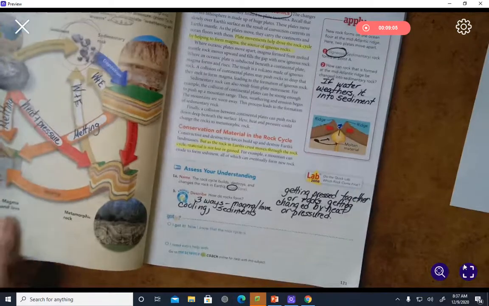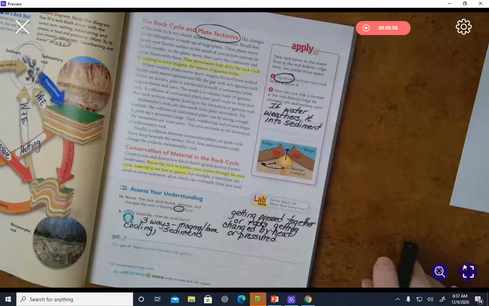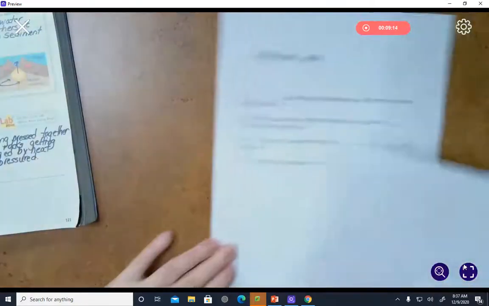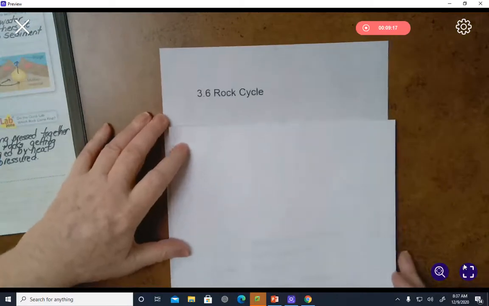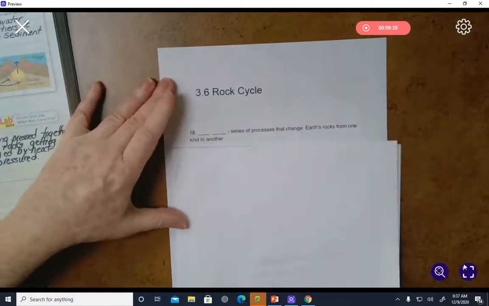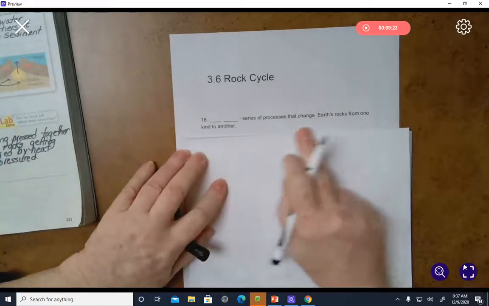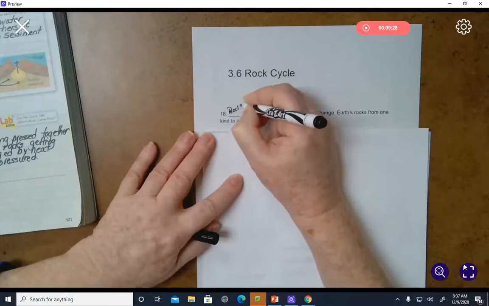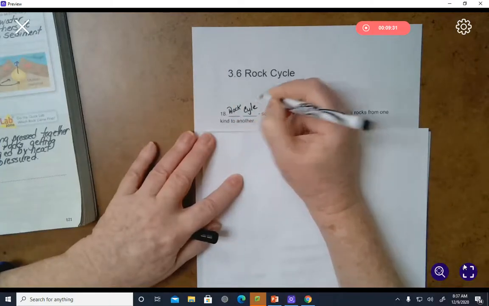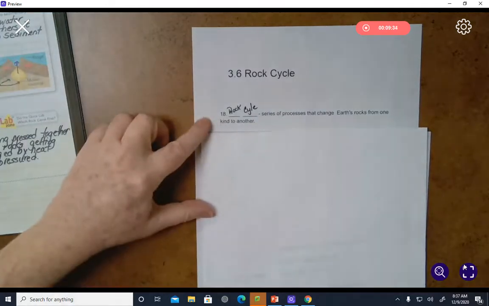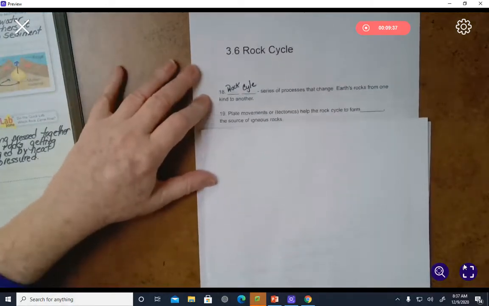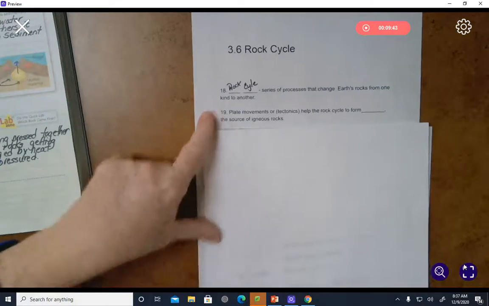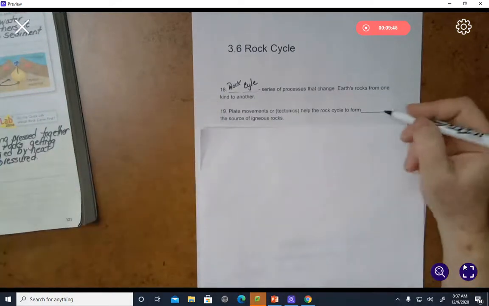Okay, then the last thing we're going to do is write some notes. And here they are. The last one, 3-6, is the rock cycle. And the rock cycle is a series of processes that change the rocks from one kind to another. And that is actually what goes right in our notes. So I think it is number 18. I think I numbered it right. I didn't double check that though. Then the next one would be plate movements, or that word tectonics, help the rock cycle to form what? The source of igneous rocks.